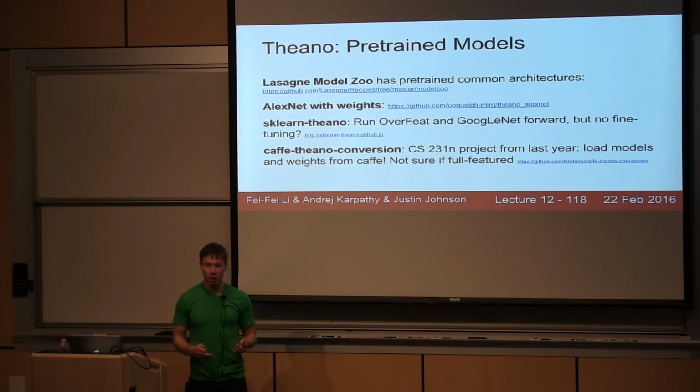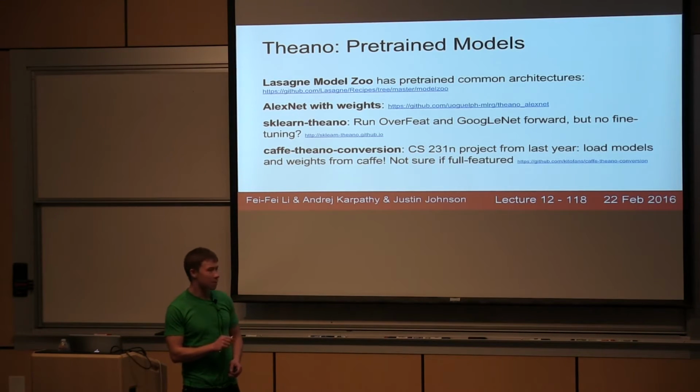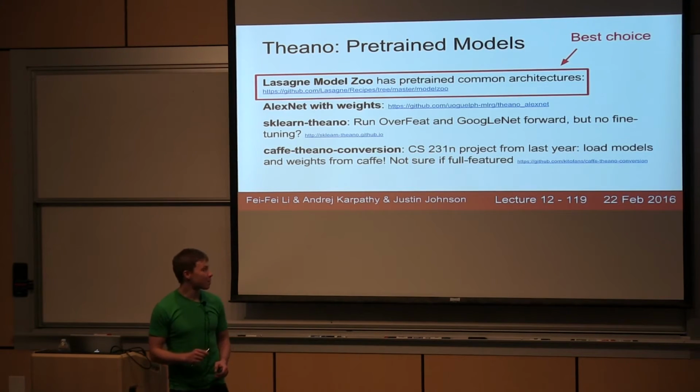Theano actually has pre-trained models, so we talked about Lasagna. Lasagna actually has a pretty good model zoo of a lot of different popular model architectures that you might want. So in Lasagna, you can use AlexNet and GoogleNet and VGG. I don't think they have ResNet yet, but they have quite a lot of useful things there. And there are a couple other packages I found that don't really seem as good, except, I mean, this one's clearly awesome because it was a CS231n project from last year. But if you're going to pick one, I think probably the Lasagna model zoo is really good.